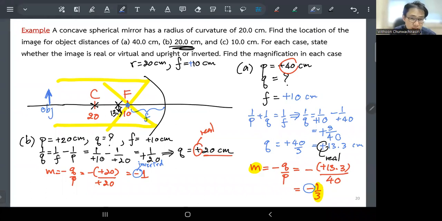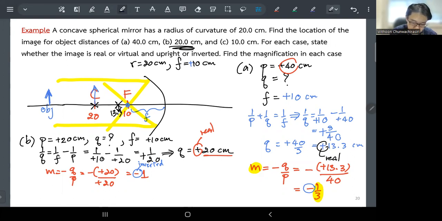Can you guess what is going on in this case here? You place your object right at the center of curvature. From the law of reflection, you are right at the center of a sphere. So the light will reflect off the sphere and hit back to yourself. Back to yourself, it just flips over.